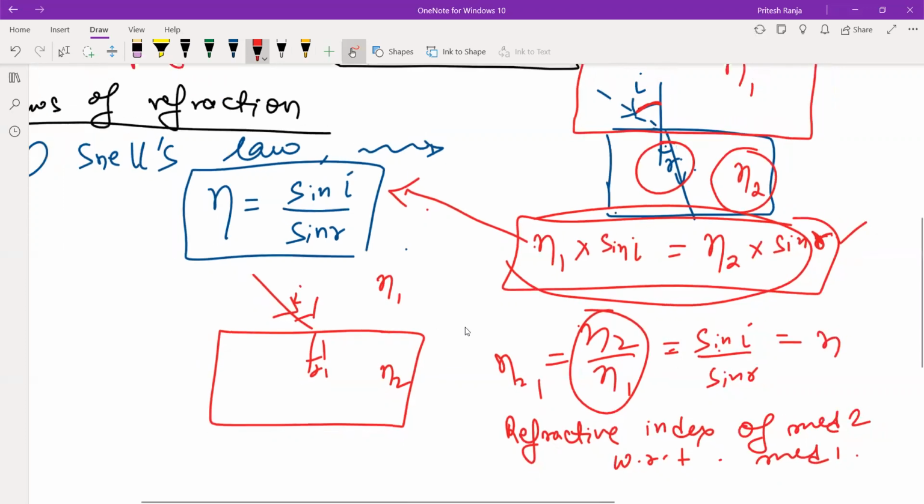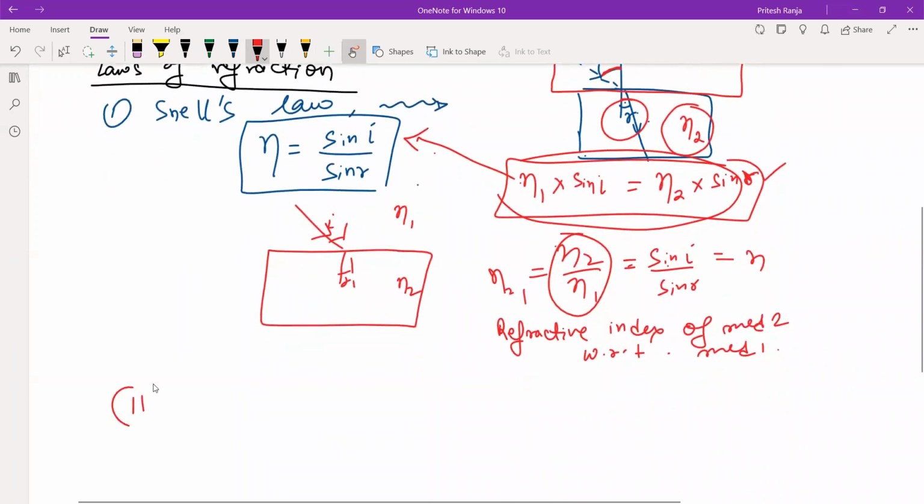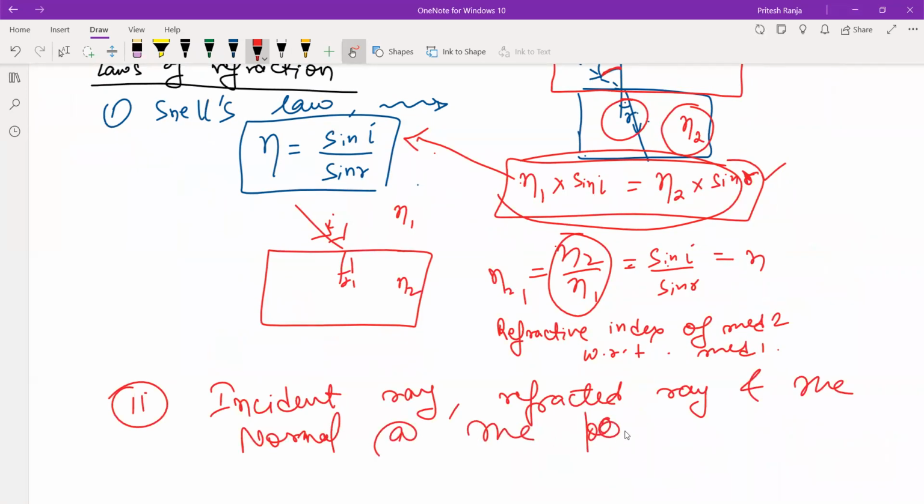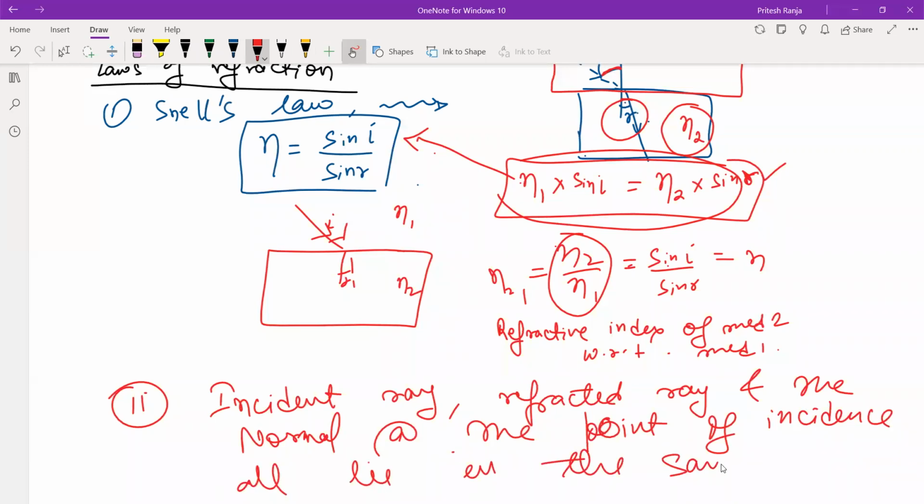So this was the first law of refraction. The second law, that's similar to the second law of reflection, that the incident ray, refracted ray, and the normal at the point of incidence all lie in the same plane. So this is one way by which we can find out refractive index.